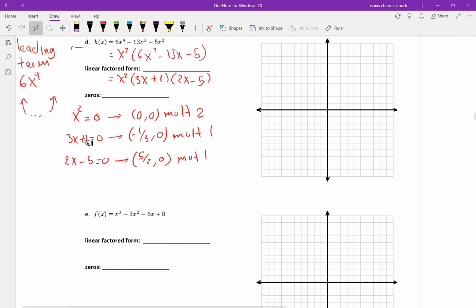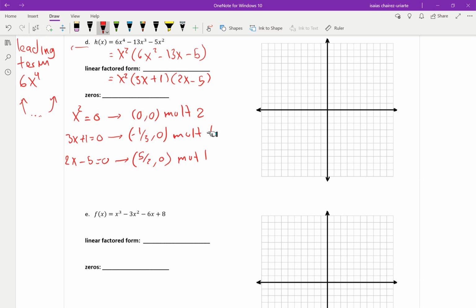So negative 1/3, 0, 5/2, 0. Remember, if the multiplicity is even, you touch the x-axis and bounce off. If the multiplicity is odd, then you cross the x-axis. So let's try to put all of this together now.